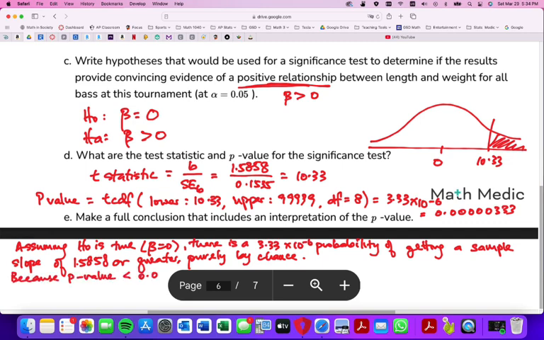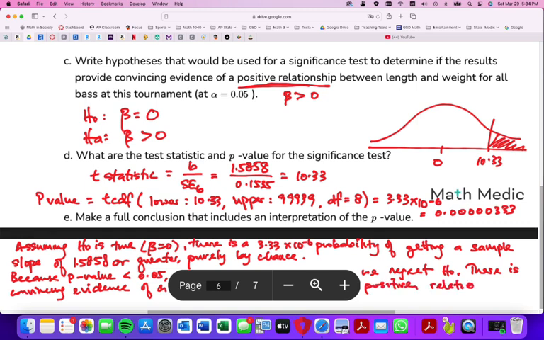So because the p-value is less than 0.05, we reject the null, H naught. There is convincing evidence of a positive relationship between length x and weight y for all bass at this tournament. So we're trying to say that there is convincing evidence to support HA, and HA in this case is that there is a positive relationship.